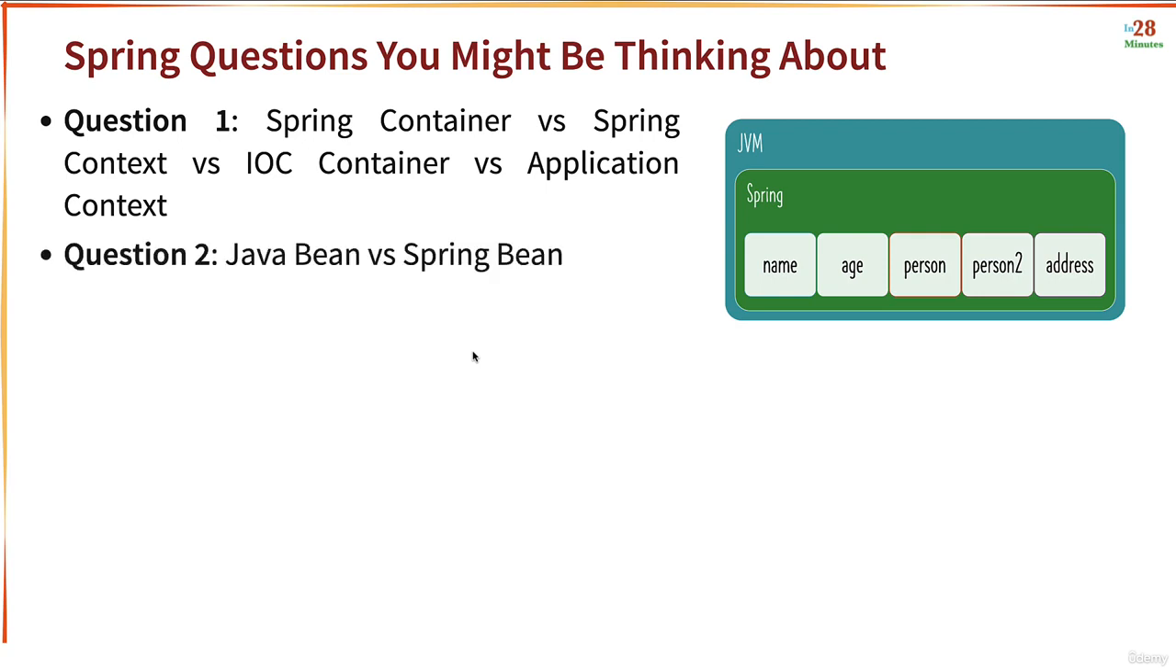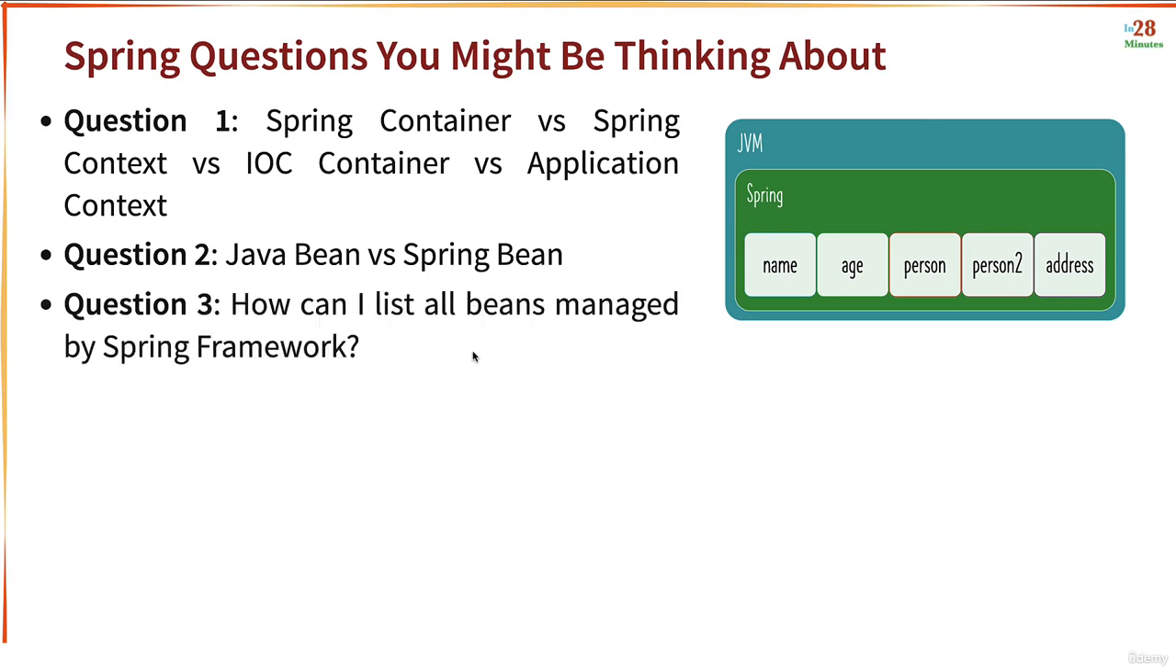Number 2. We use the term bean a number of times as well. There is a term called Java Bean and there is a term called Spring Bean. What is the difference between these? Number 3. How can I list all the beans which are managed by Spring Framework? We have been adding a number of beans to our Spring context. How do I list all the beans that are managed by Spring Framework?